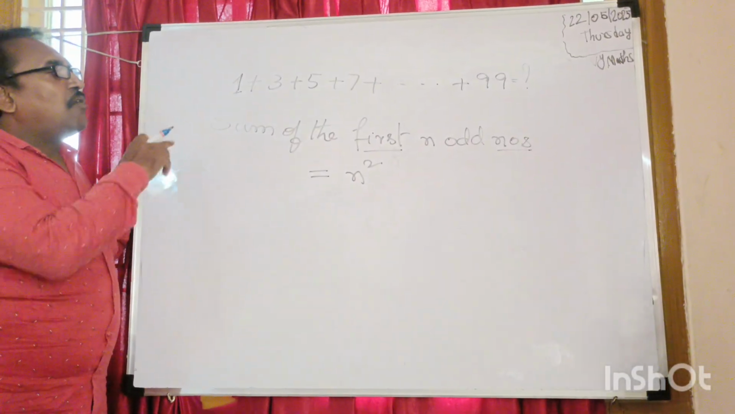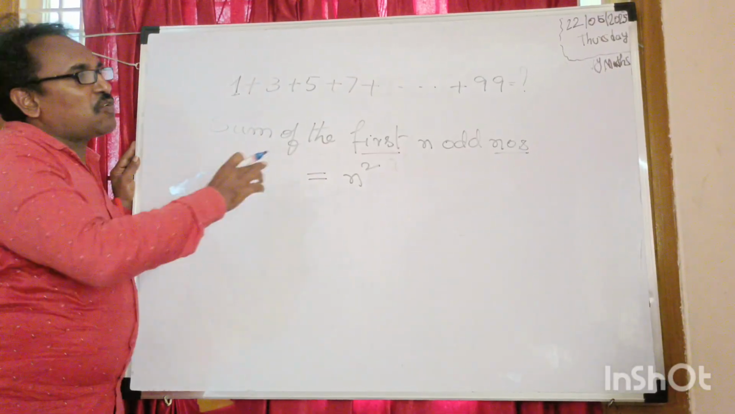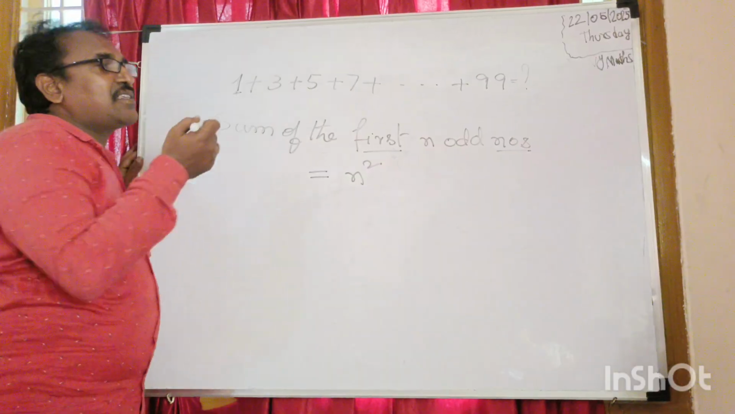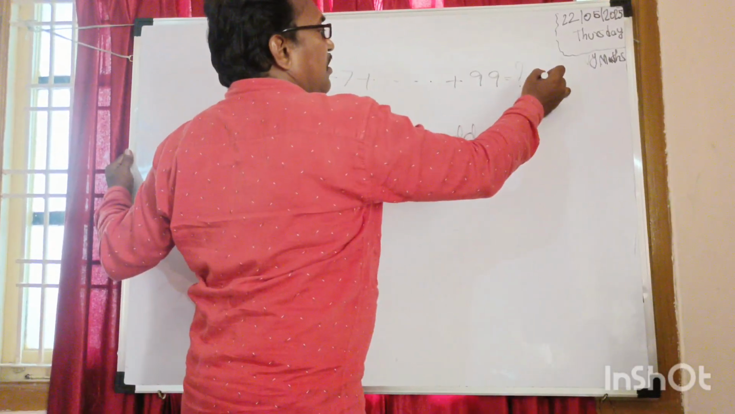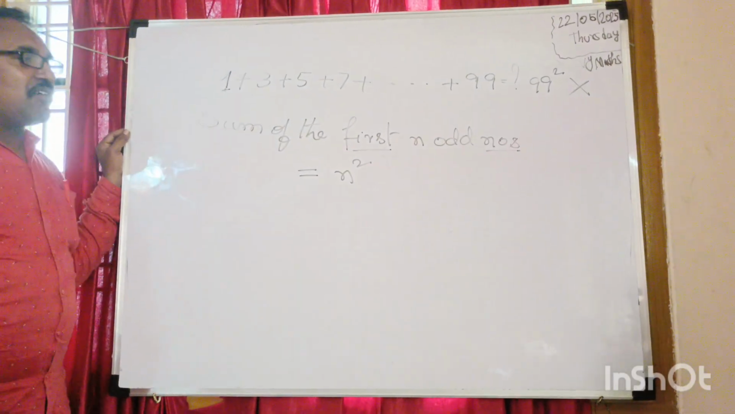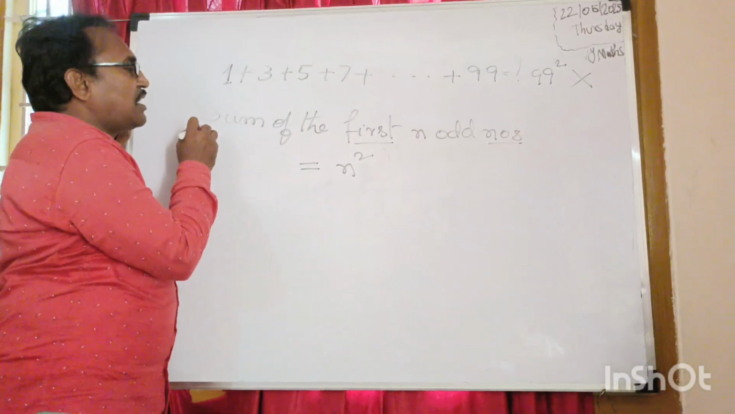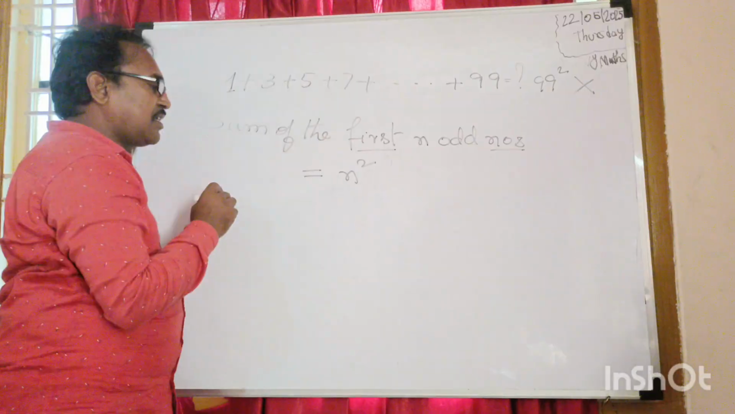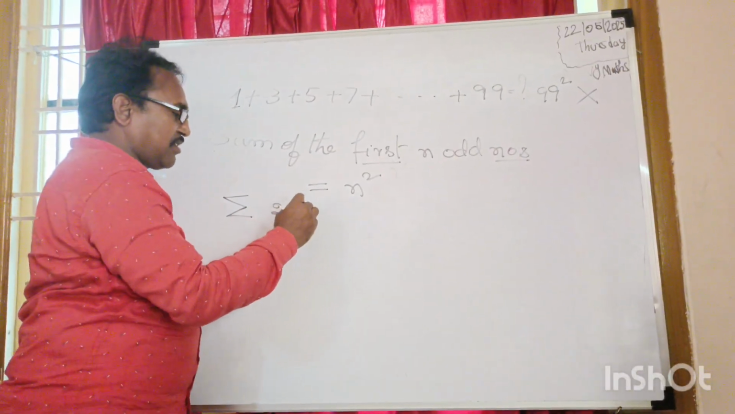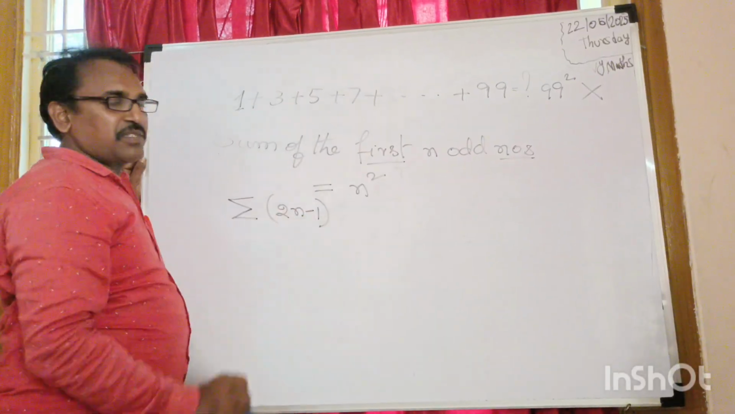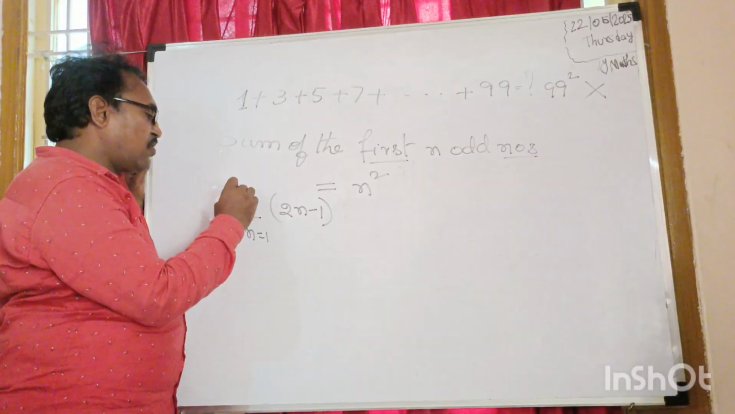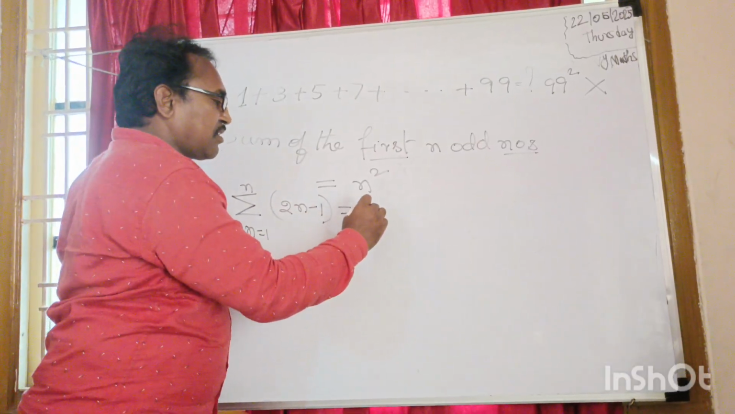So here 1 plus 3 plus 5 plus 7 plus and so on up to 99 is equal to how much? Immediately you may get the idea that the answer is 99 square. But it is wrong. Why wrong? Because it says the sum of the first n odd numbers, where odd numbers are denoted by 2n minus 1. This is the general form of odd numbers. Sigma of 2n minus 1, where n is equal to 1 to n, is equal to n square.